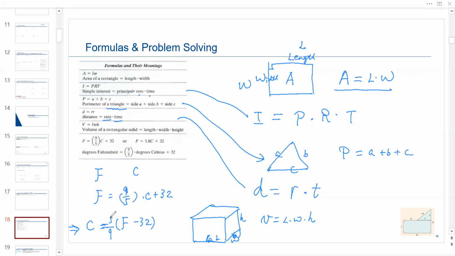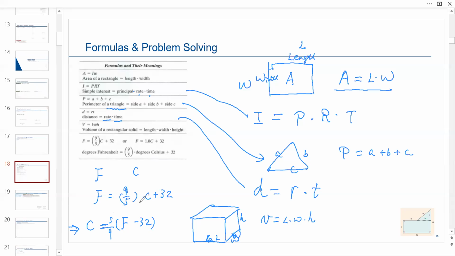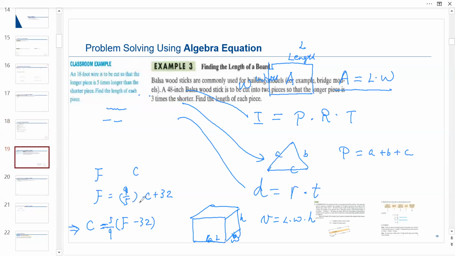You maybe learned it somewhere else, from algebra, I mean, from geometry already. So some of these formulas will be used. This is a very basic part I put here first. So let's move on and see more examples about equations and problems in real life.